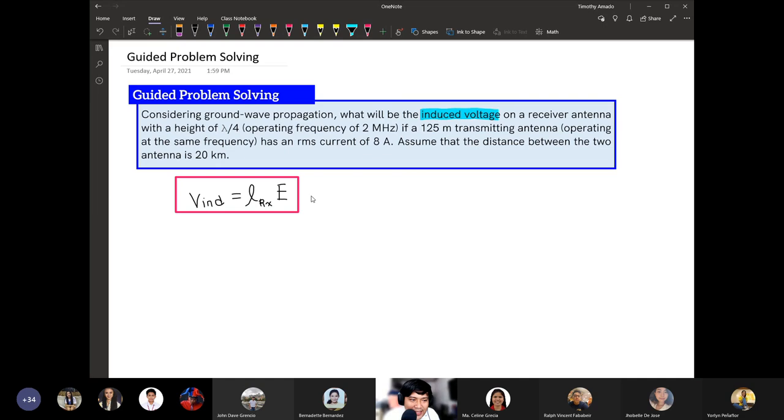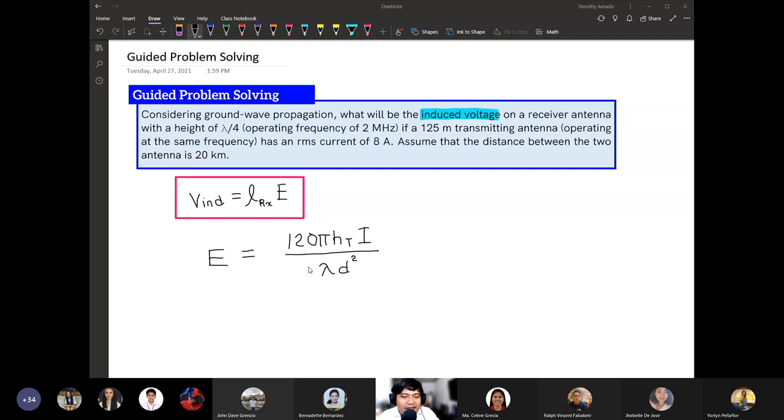So what is the formula of the electric field intensity, guys? It is not the square root of 30 PTGT, it is a bit different. This is 120 pi. The height of the antenna is now involved, the height of the transmitting antenna, actually not receiving but rather transmitting only, multiplied by the current, divided by lambda d. Sorry, lambda d only. So that's the formula for the electric field strength.